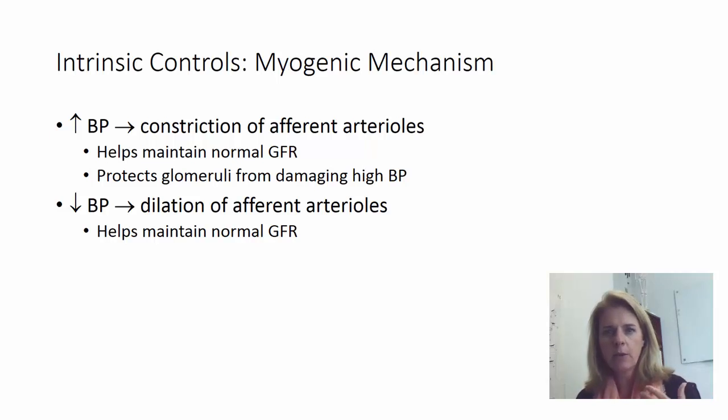So in response to high blood pressure, let's say your blood pressure has risen over a short time, what would you do? Blood pressure is high, so that's going to be forcing blood through the kidneys, right? Well, the glomeruli, these little capillary beds where filtration occurs, are pretty delicate, and so you want to protect those. And so if blood pressure is high, what that actually causes is a constriction of the afferent arterioles.